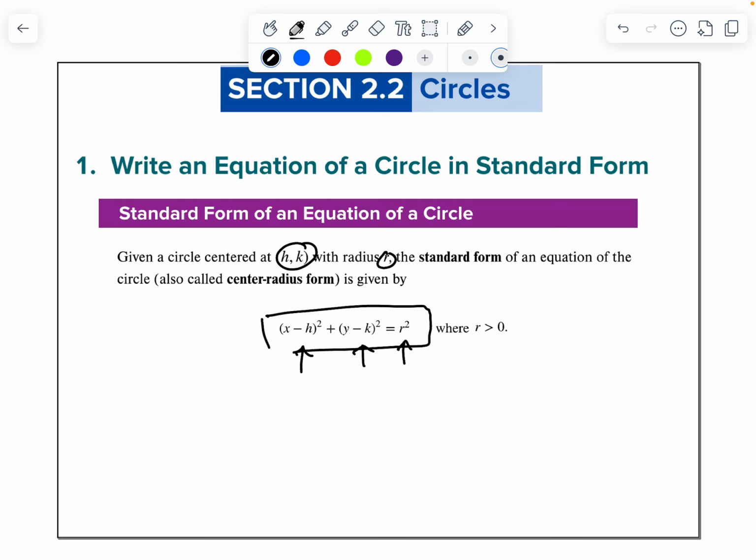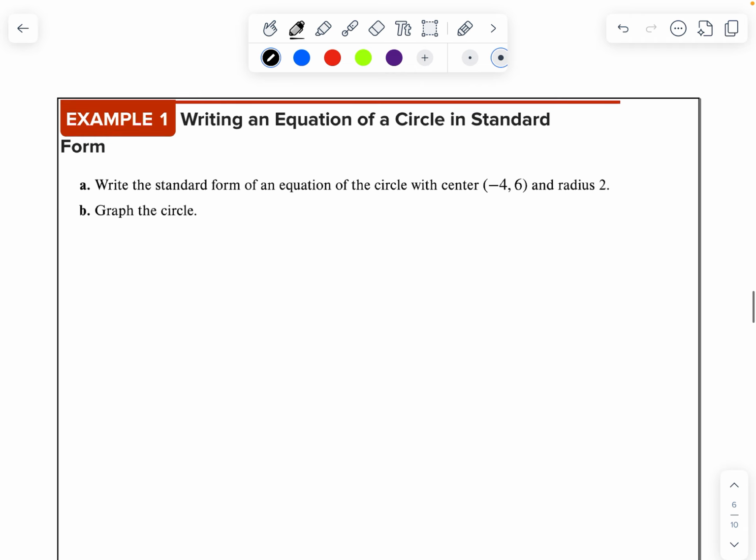R is the radius. Notice that in the formula that's r squared, so oftentimes this number over here is going to be a perfect square. Not always, but oftentimes it will be something like 49, because we know that 49 is 7 squared. This is just an example. Let's see what we can do with this. Write the standard form of an equation with a center at negative 4, 6 and a radius 2.